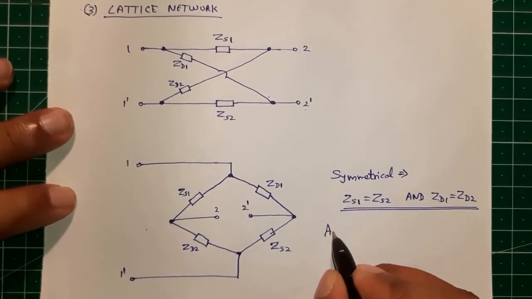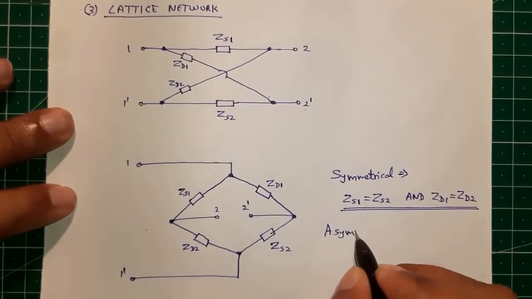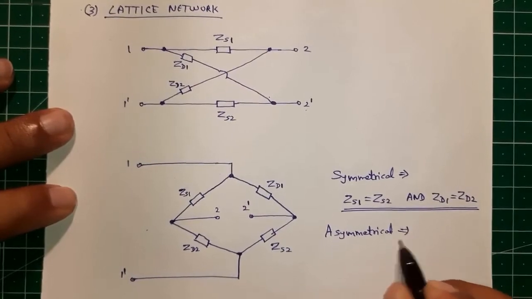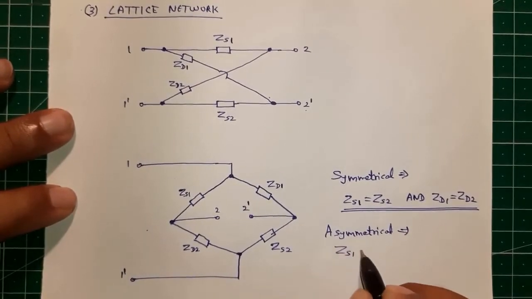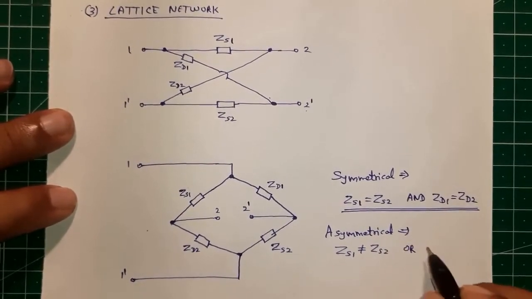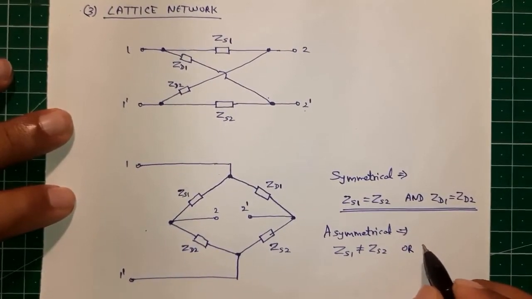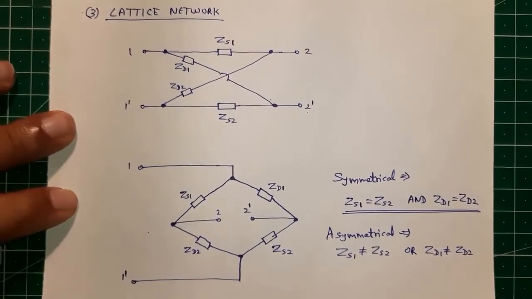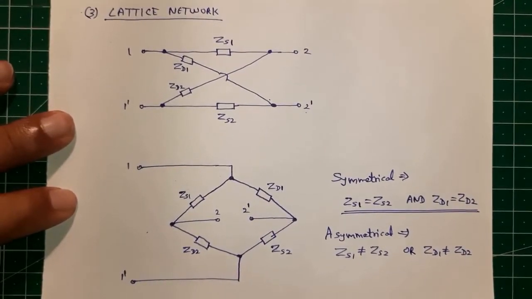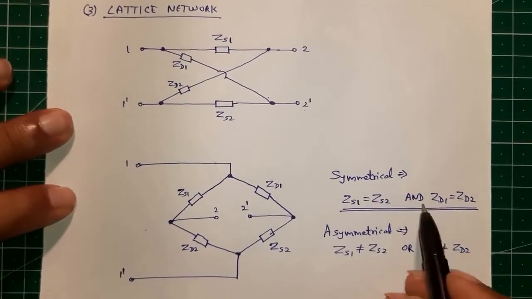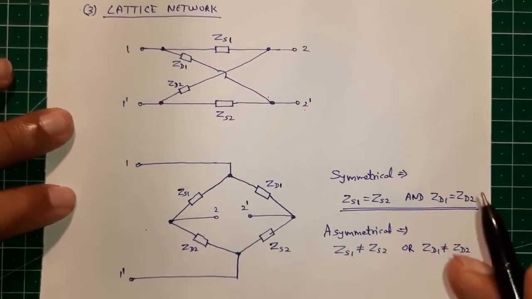So this lattice network will become asymmetrical if ZS1 is not equal to ZS2, or logical or, ZD1 not equal to ZD2. So both these conditions should be true for this network to become symmetrical.